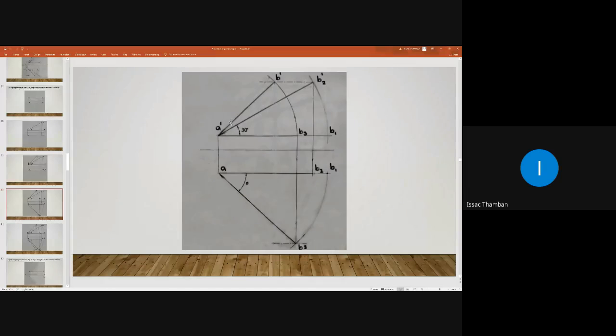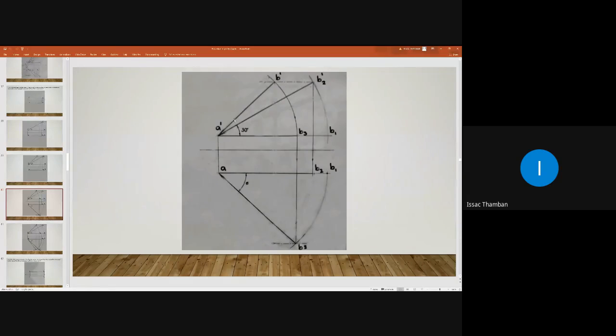So, for that, let us make this line A dash B dash parallel to HP. If a line is parallel to HP, then we know that in the plan it should reveal its true length and true inclination. So by applying that rule, let us make this line parallel to HP.